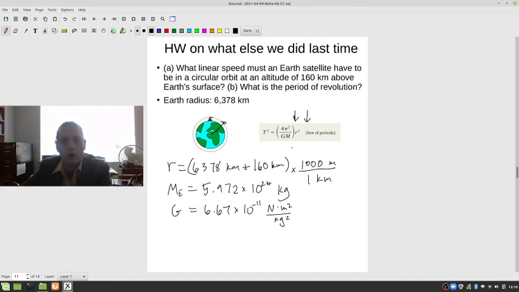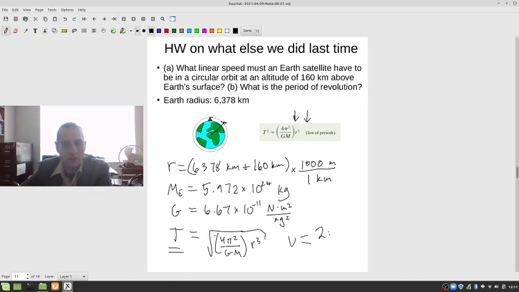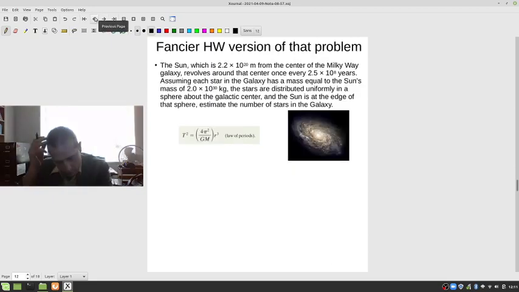Once you have all these numbers, it's easy to find your T because you can just plug all of that stuff in. So you have your 4 pi squared over GM times R cubed, and you take the square root, and you get your amount of time. That'll be a time in seconds. And then if you wanted to find your V, it would just be 2 pi R, the total distance, over that total time. So that's a common type of problem.